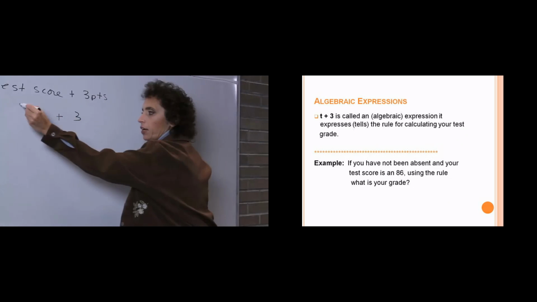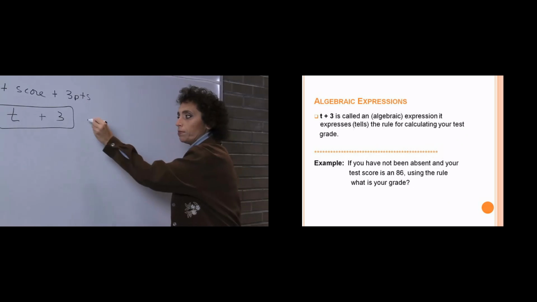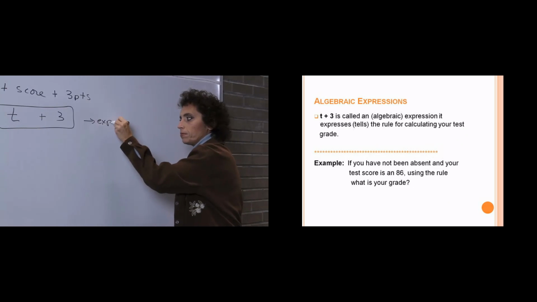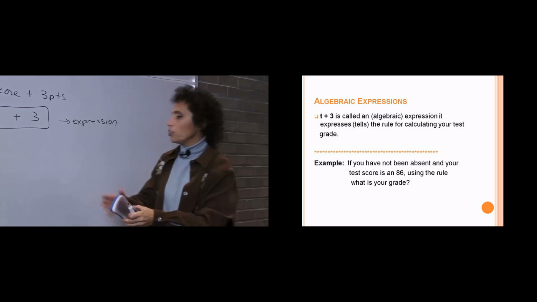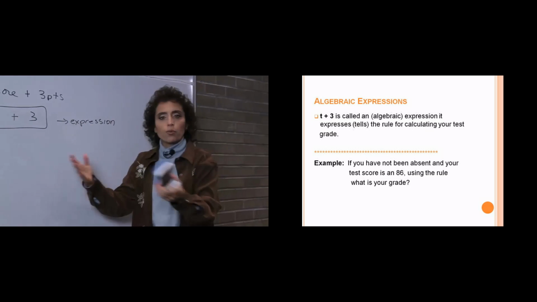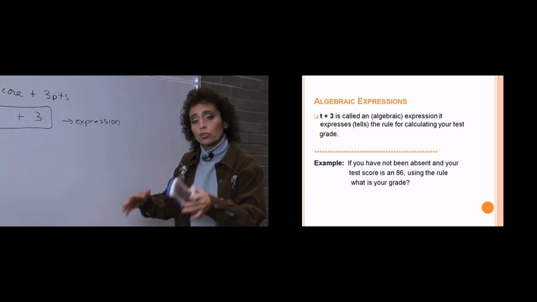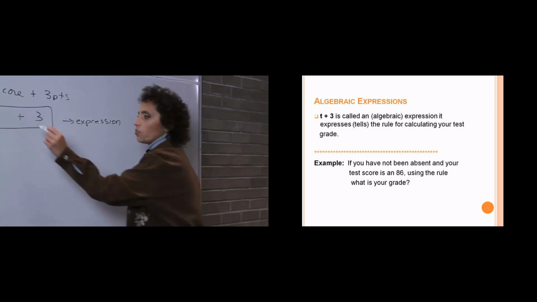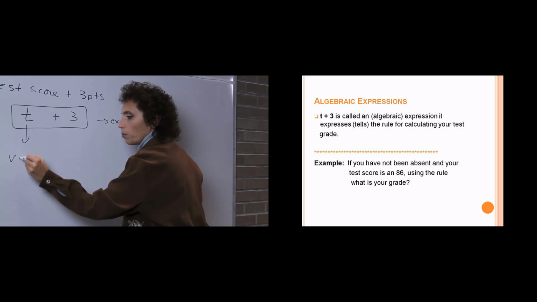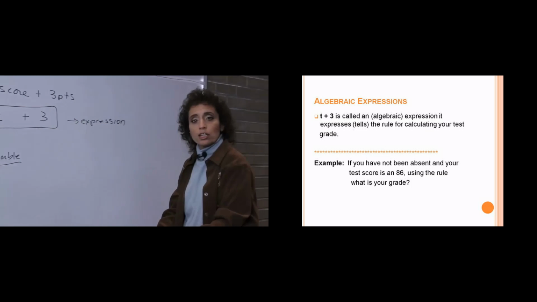Now let's talk about this. This T plus 3 is actually called an expression. An expression is just variables and numbers together with operational symbols. That's all it is. Expressions do not have any comparison symbols, so there's no equals, there's no inequality symbols, nothing like that. This T is the variable, and that's really simple because it varies depending on your test score.